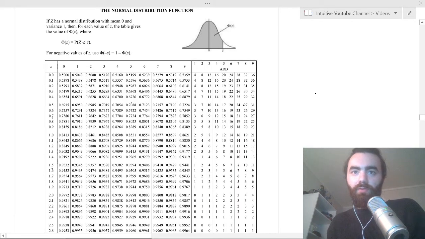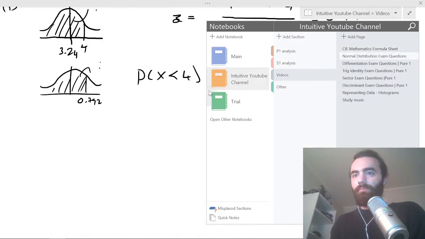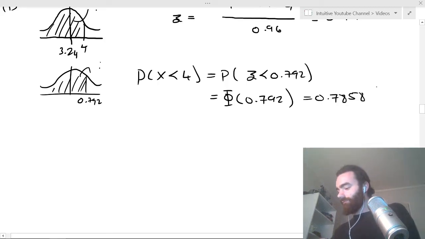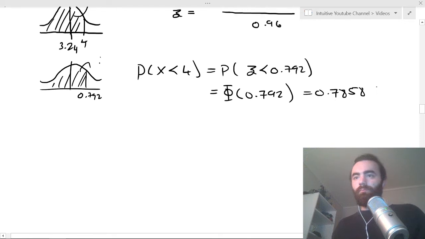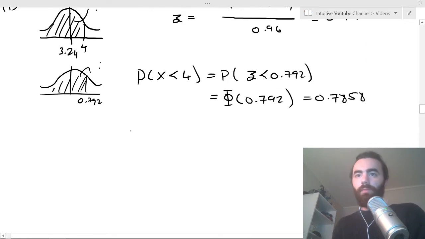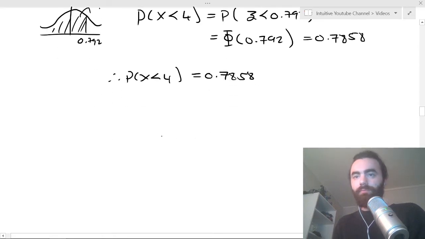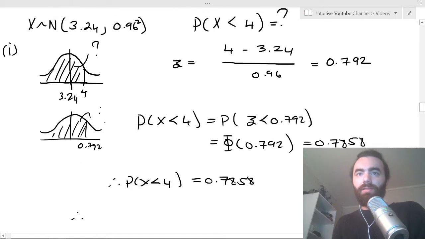0.792 is 7858. So this equals 0.7858. Okay, so therefore the probability that x is less than 4 is equal to 0.7858.